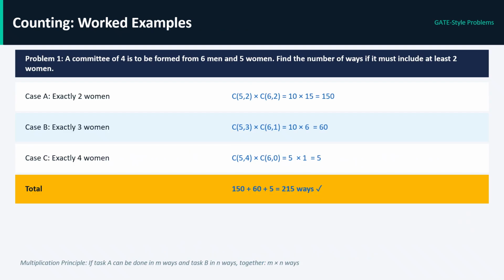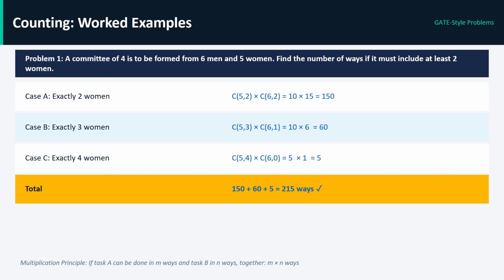Coming to a worked example for the counting principle, let us take the problem of selecting a committee of 4 members from a group of experts where 6 are men and 5 are women. We are required to find the number of ways so that the committee includes at least 2 women members. So in a committee of 4, at least 2 members should be women, gender equality.